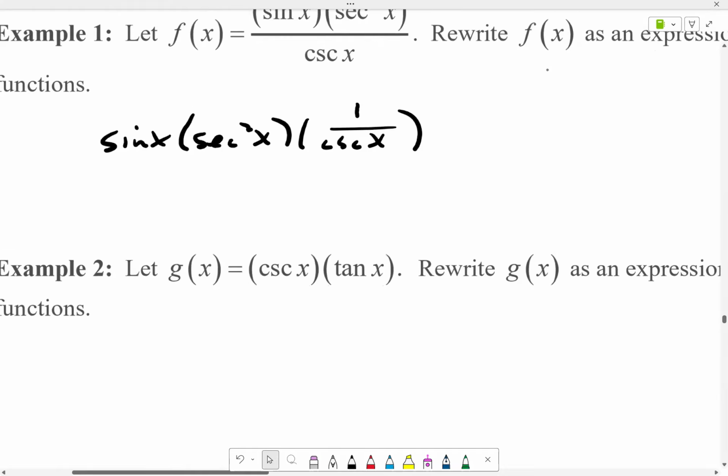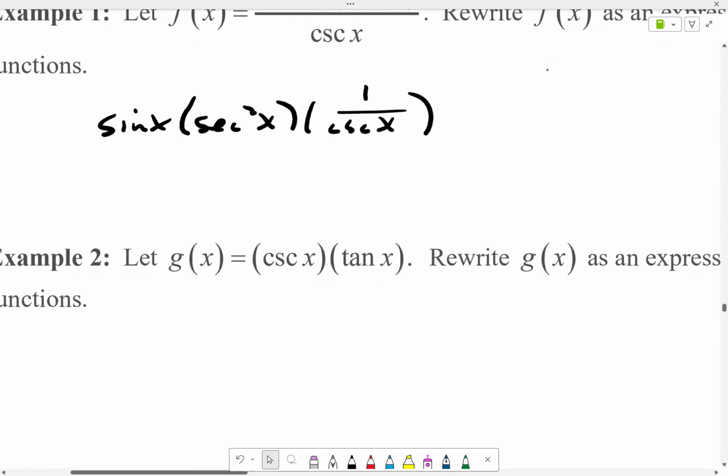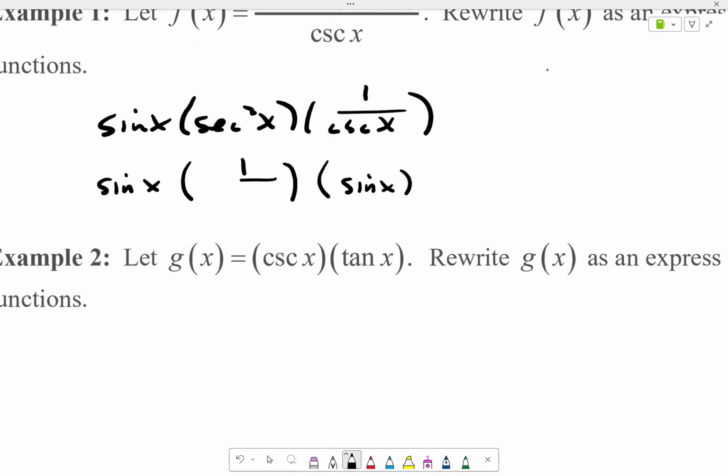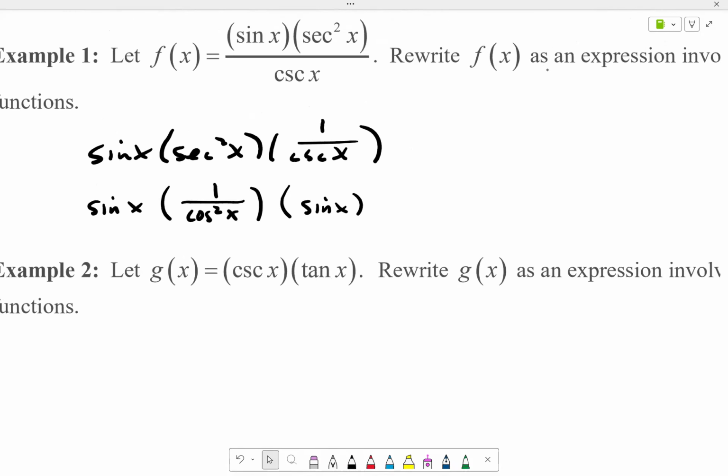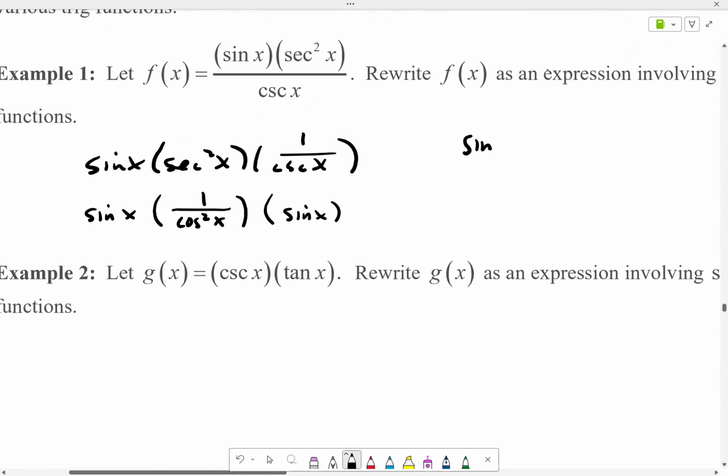Okay, Oliver, can you help us out with this? What'd you do? Okay, so 1 over cosecant x is sine of x, and so you get sine of x times secant squared of x times sine of x, which is just sine squared x times secant squared x. So secant squared x is equal to 1 over cosine squared x. And so you put sine squared x over cosine squared x.